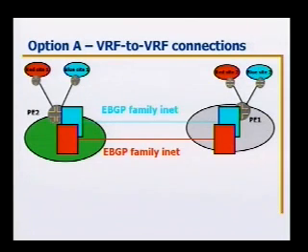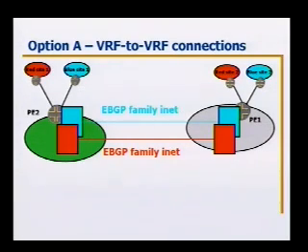Option A says: we have these PEs. On each PE, we have a VRF for each one of these customers. Why don't we just run eBGP between the VRFs? So we'll have several interfaces between these PEs. Each interface will be associated with one of the VRFs, and then we'll exchange the VPN routes directly as normal IP routes via eBGP through these sessions.